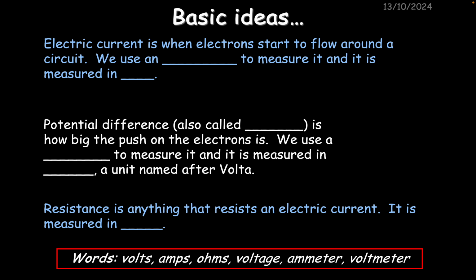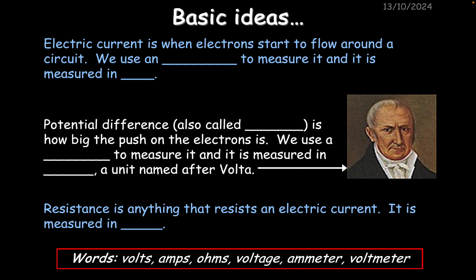I prefer to say potential difference is how much energy the electrons received in the circuit from the battery or the cell, because the unit of voltage is actually equal to joules per coulomb. It's not a push, which would be newtons. We use a voltmeter to measure it, and it is measured in volts, a unit named after the Italian physicist Mr. Volta. Then resistance is anything that resists or impedes an electric current.